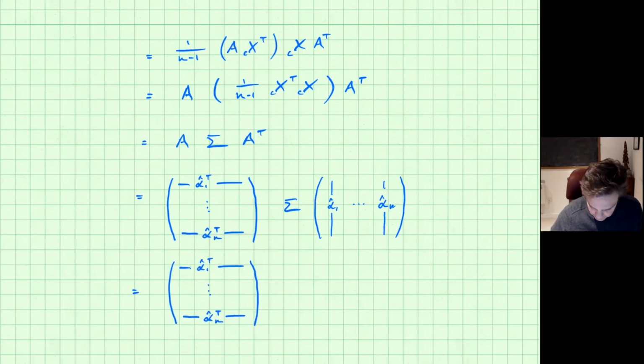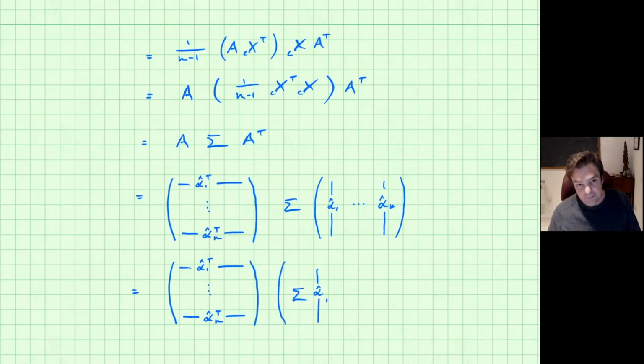And we get sigma times this vector. So that's the first column, if you wish, sigma times that vector. And then the second column is sigma times alpha hat 2, and so on. And then the last column is sigma times alpha hat n as a column vector. Right?